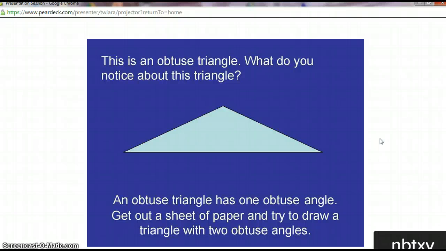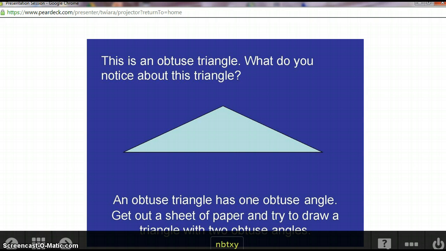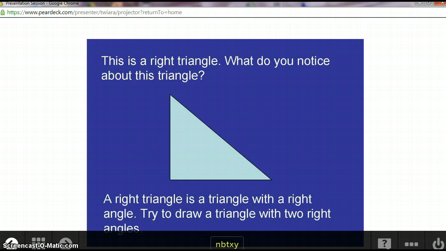Get out a sheet of paper and try to draw a triangle with two obtuse angles. Okay, so what we discovered is that if it's an obtuse triangle, can you have more than one obtuse angle? No. We will only have one obtuse angle, but that's enough to call it an obtuse triangle. Question, Hope? No. Okay, great.